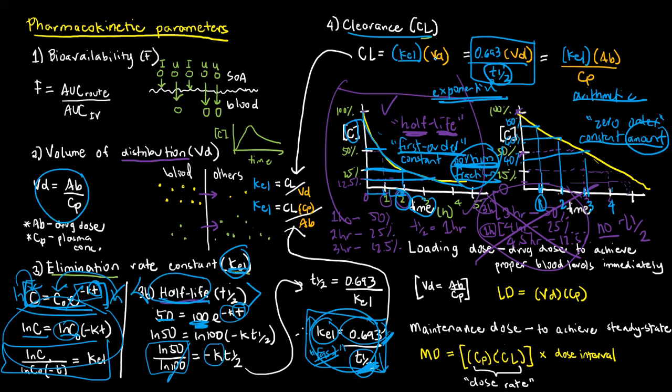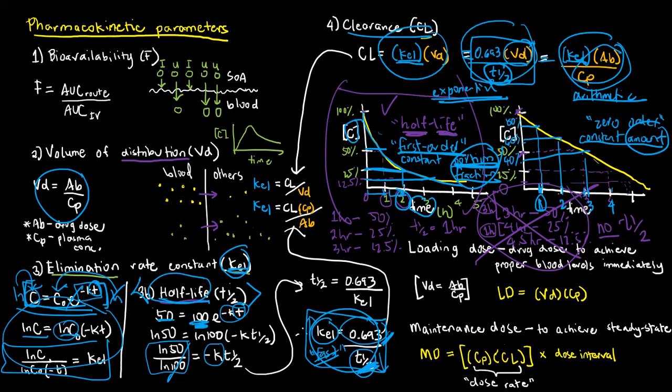Now, what if it's not given and you are instead given other values like the AB and the CP? What you can do is to keep KE as it is, but to expand volume of distribution into this. And again, I'm saying that all of these are equal, right? All of these are appropriate. They all say the same thing. You only use which is appropriate depending on what is given.